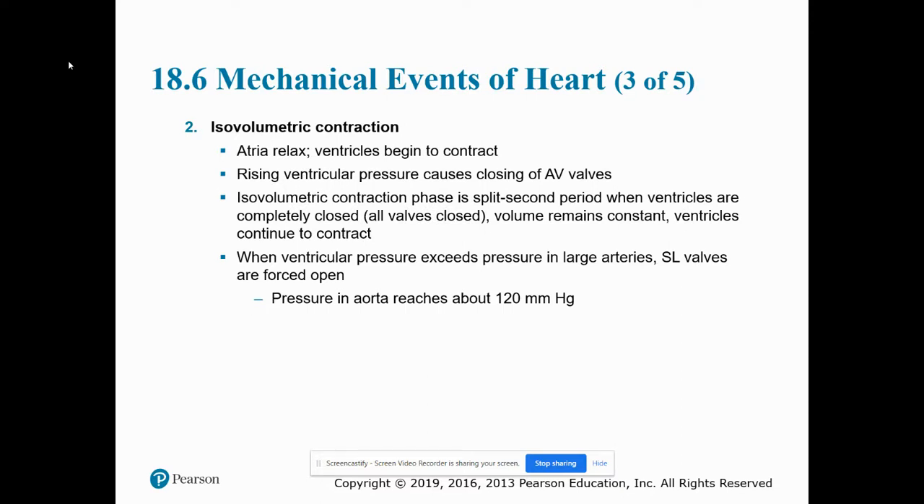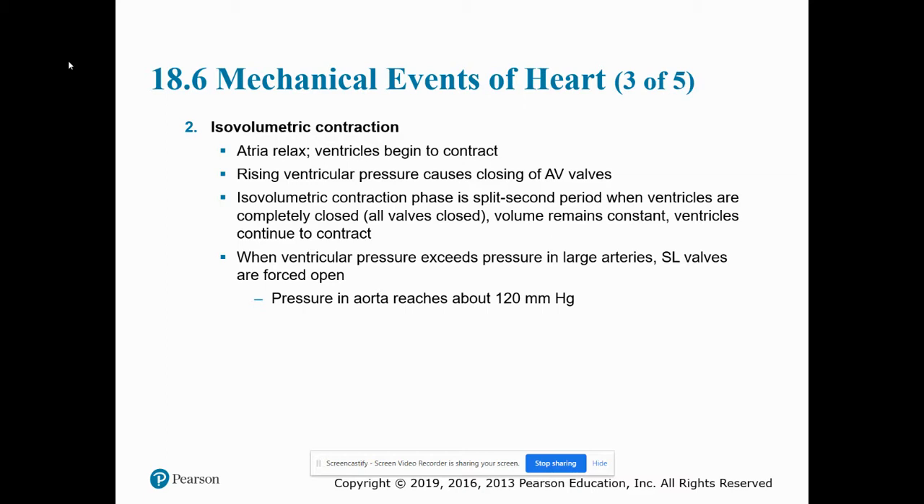Then we have the second part, atria relax. And then the ventricles begin to contract. As the ventricles begin to contract, the pressure is going to go up in the ventricles, which is going to cause those AV valves to close. Remember, those AV valves are there to make sure that blood goes in one direction, and that's from atria to ventricle and then out of the heart, not back up from ventricle to atria.